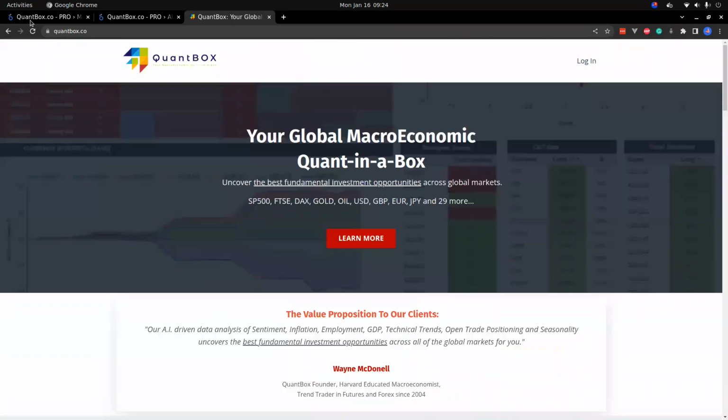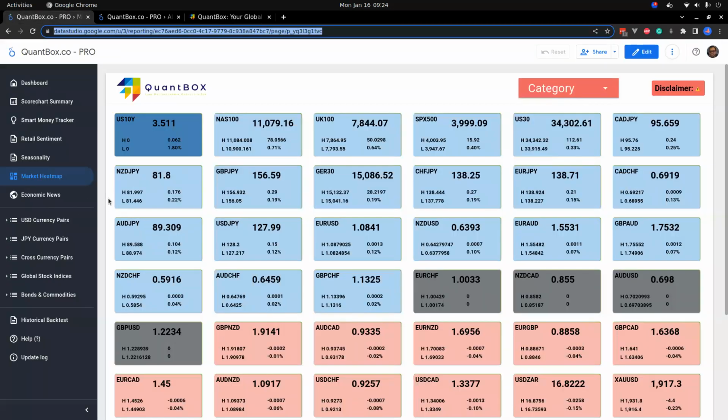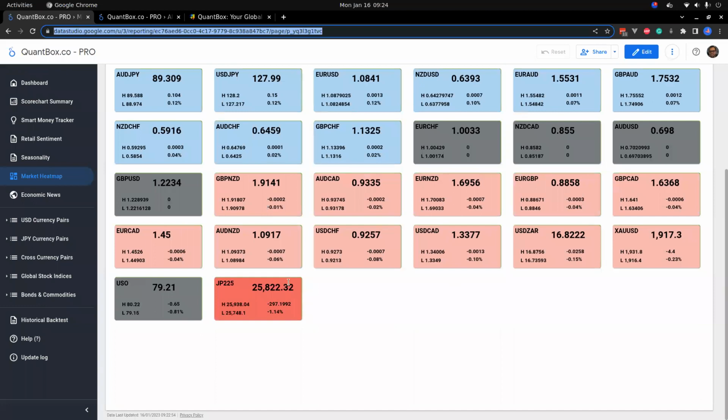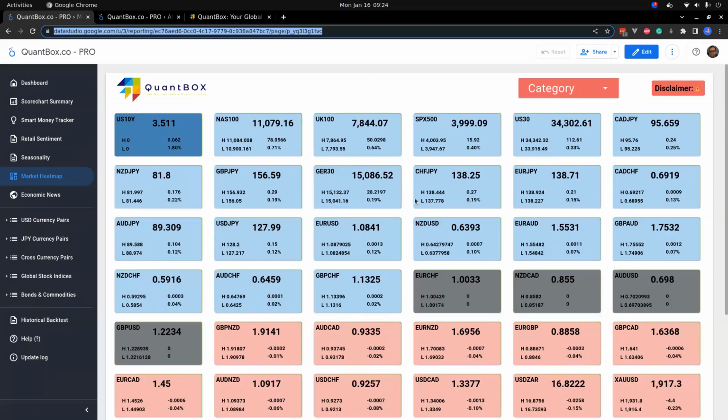Okay, so what we do in this session is we use QuantBox. We use a particular part of QuantBox, the market heat map. We take a look at the currency pairs that are the most bullish and most bearish for the previous session. We then look at fundamental bias on those currency pairs. And then we take a look at our technicals and see if we can identify an opportunity to trade. Let me show you the strategy quickly.